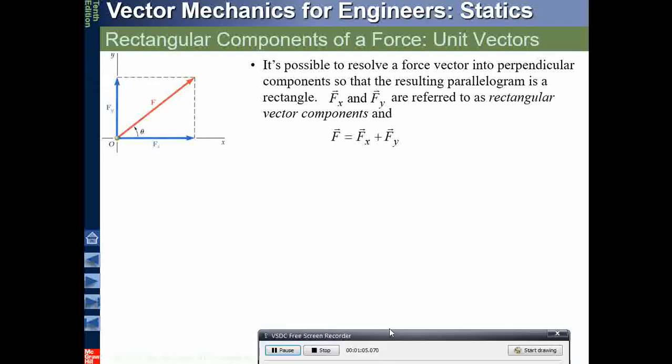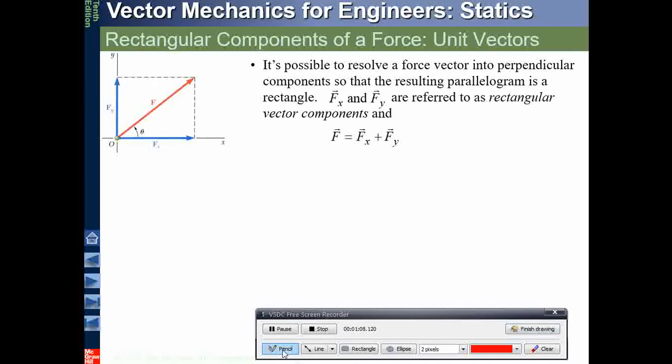So now we will look at the rectangular components of forces. There are special vectors known as unit vectors. You might have gone through them earlier in your previous classes. What are unit vectors? They are vectors that have a magnitude of 1 and they are along a specific direction. In this case, it is along the x direction, or it may be along the y direction. We call them unit vectors.